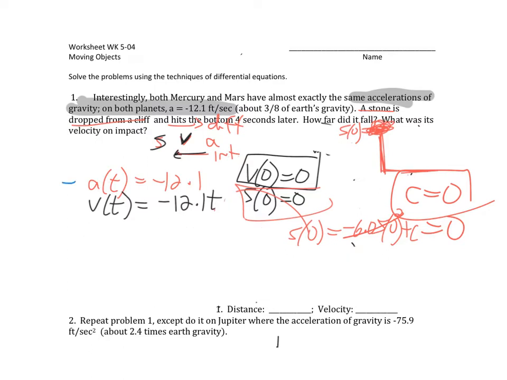So here we know our acceleration a of t is negative 12.1. Our velocity v of t is negative 12.1 t. And our position function s of t is negative 6.05 t squared. And that's the challenge with these questions, being able to start off with the acceleration and then integrate to get the velocity and then integrate to get the position. So now we're going to go about answering these questions. The question first says, how far did this stone fall?